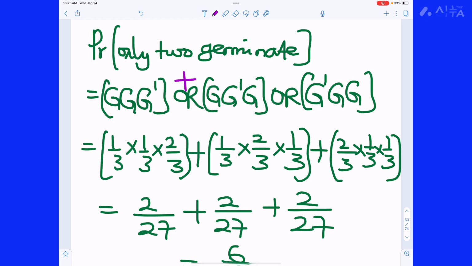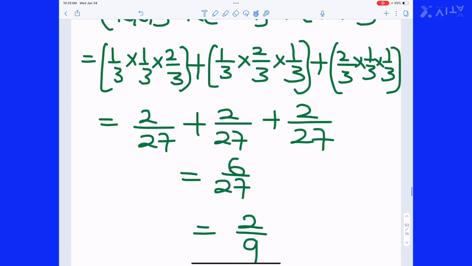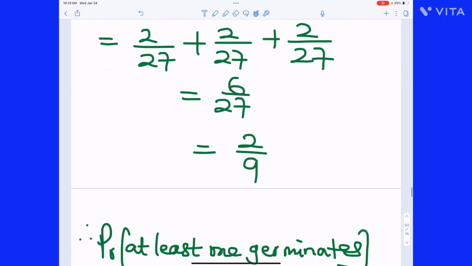Or the first one germinates, second does not, third one does germinate. Or first does not germinate and the last 2, second and third, germinate. So we compute the probability like this too, using our corresponding values, and we get 2 over 9.